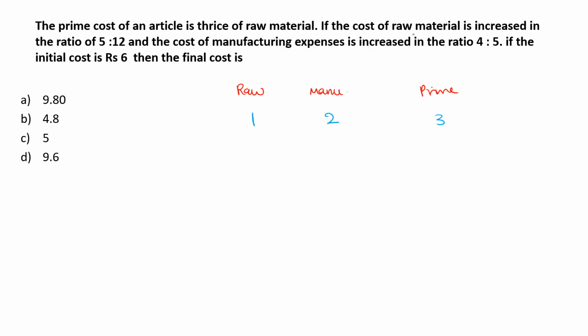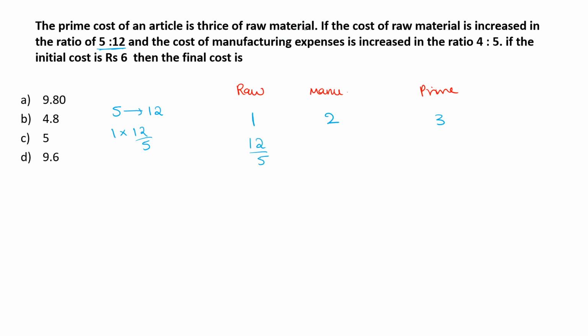The cost of raw material is increased in the ratio of 5:12. That means if the previous cost of raw material is 5 rupees, the present cost of raw material is becoming 12 rupees. The actual cost of raw material we assumed in the question is 1 rupee. When 5 rupees becomes 12 rupees, the value of 1 rupee would be 12 upon 5. The present value of raw material would be 12 upon 5.